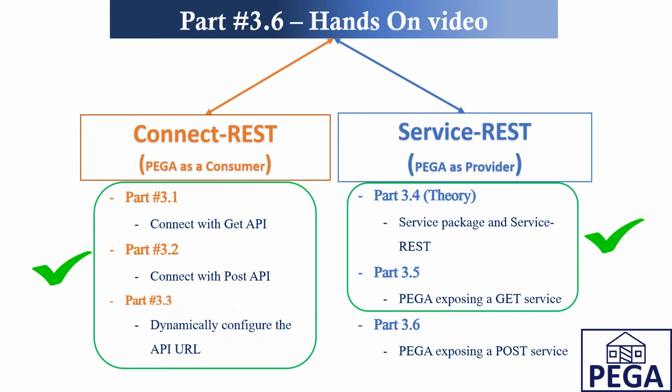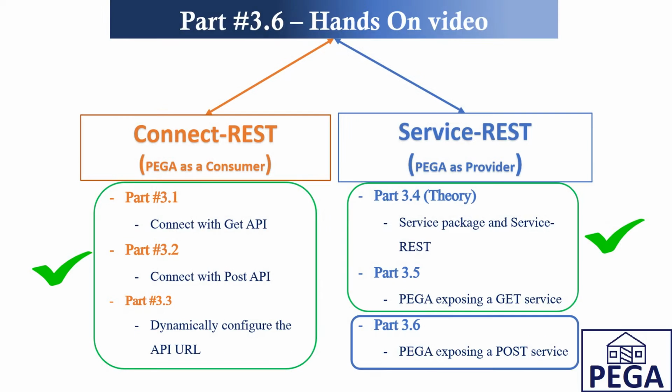So what we have covered so far, apart from API part 1 and part 2, which are the basic ones, we have covered 3.1 to 3.3, which is purely about how PEGA is going to connect to the REST API, where PEGA is the consumer. And then in 3.4, 3.5 and 3.6 we discuss how PEGA as a provider is going to expose an API. We have covered 3.4 and 3.5. Now today we are going to cover 3.6, how PEGA is exposing a POST service so that the consumer can pass the request body and PEGA will process that and respond back to the consumer.